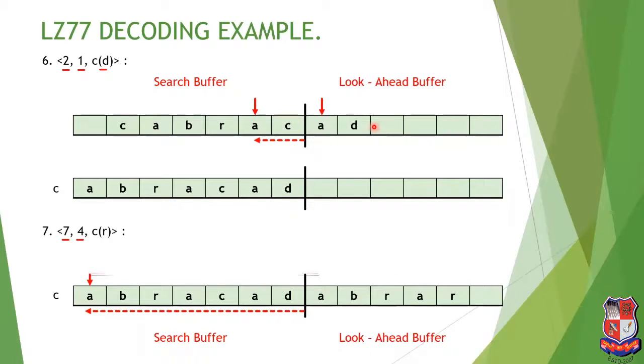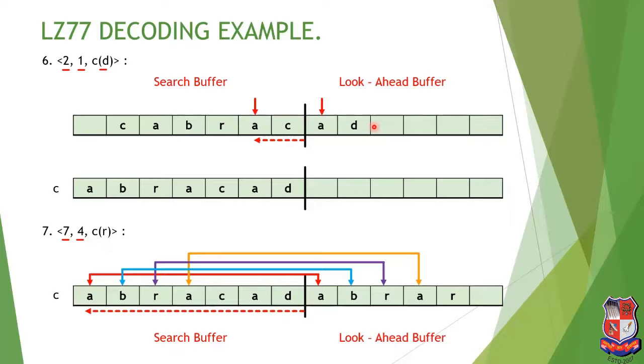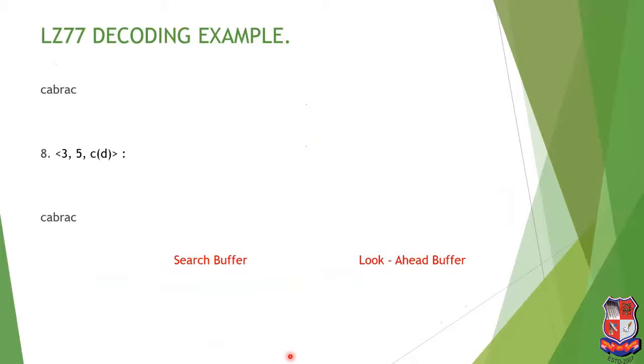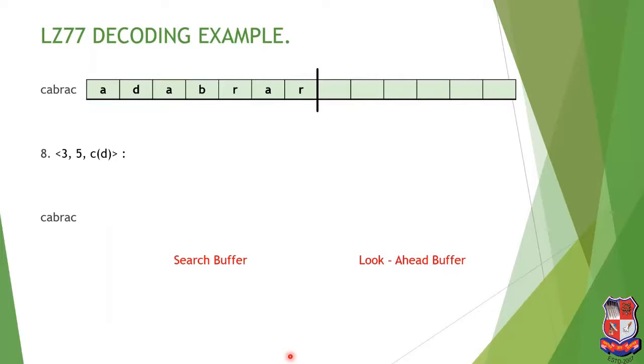See here, we copy the symbol A into the look ahead buffer, then copy symbol B from the search buffer to the look ahead buffer, then copy symbol R, then copy the symbol A in the look ahead buffer. We copy the 4 symbols from the search buffer to the look ahead buffer. Now our code word is C of R, so write down the symbol R here. Then move those symbols A, B, R, A, R into the search buffer. After moving those symbols, we get the sequence like this.